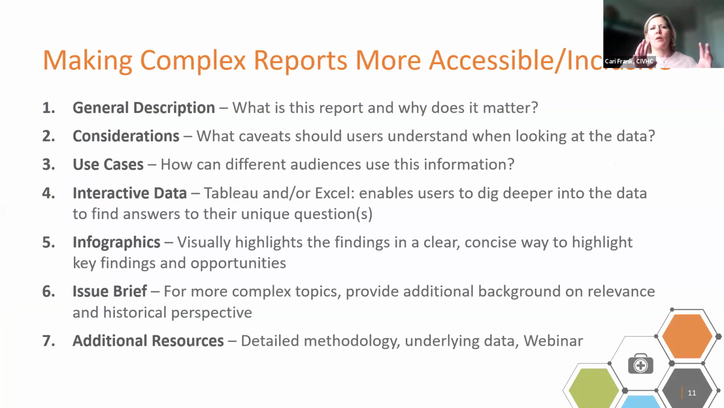So just some structure of how we put information out that I think is just some guidelines that we use to make complex reports more accessible. And if we have time, I'm going to show you one of our website pages that does this. For every topic and every data set, what we try to do is just put a general description. What does the report include? Why does it matter? Put some considerations, because the APCD is a limited data set. So every data set has its limitations. So what caveats should people be going into the data understanding what they're looking at? It helps the user understand what they're looking at and what they're not looking at.